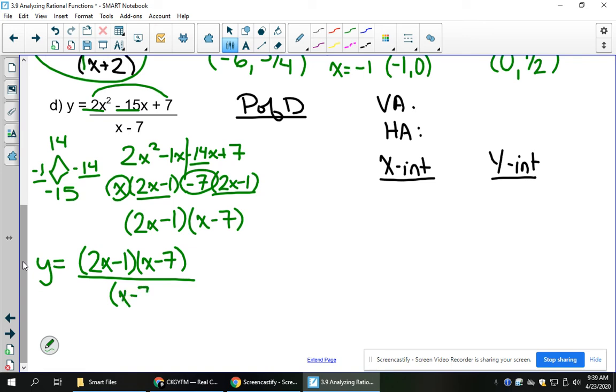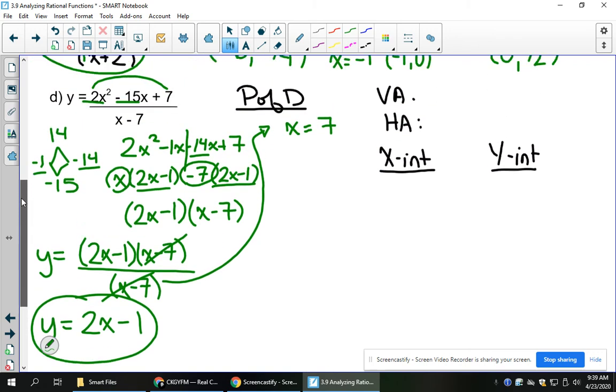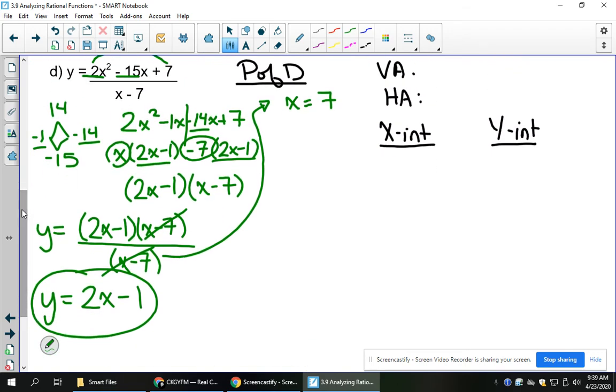The bottom has an x -7. Those end up canceling, which immediately tells you your point of discontinuity has an x value of +7. Here's the simplified version of the equation. It no longer has an x in the denominator. So that means for us that we don't have a vertical asymptote or a horizontal asymptote.